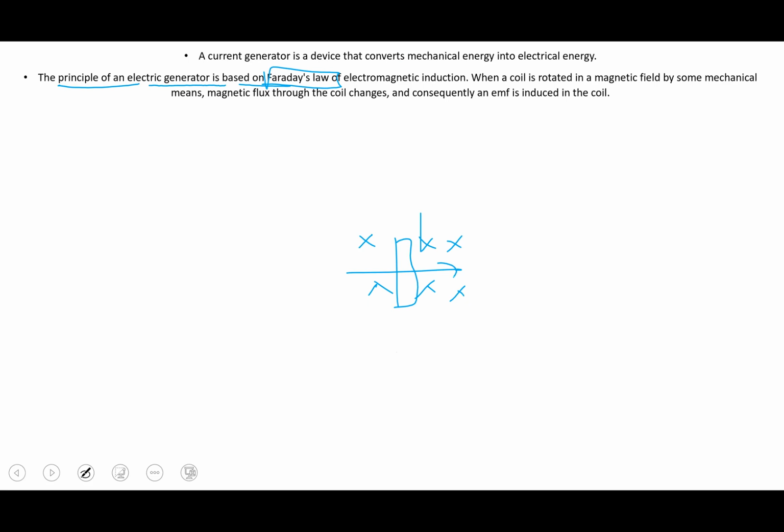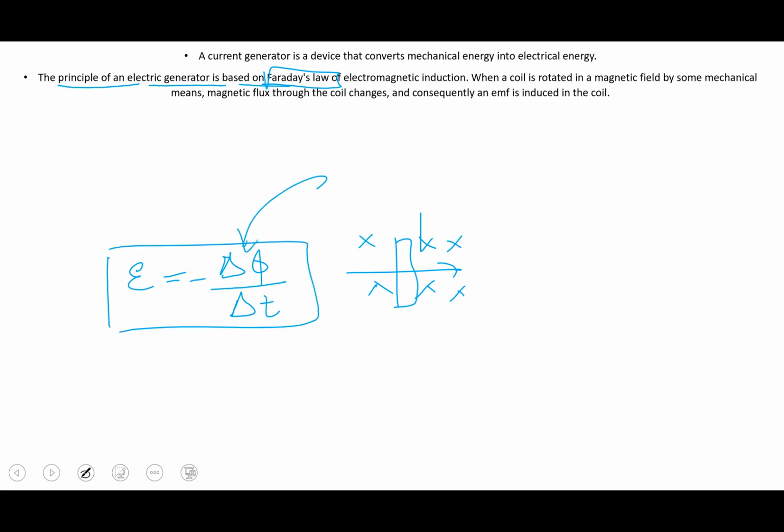We can represent it very simply with the help of a formula, which is E is equal to delta phi over delta t. That means whenever the magnetic flux is changed, due to any reason, whether it is wind, water or any other device which rotates it with respect to time, it will produce an EMF, which later on produces electricity.